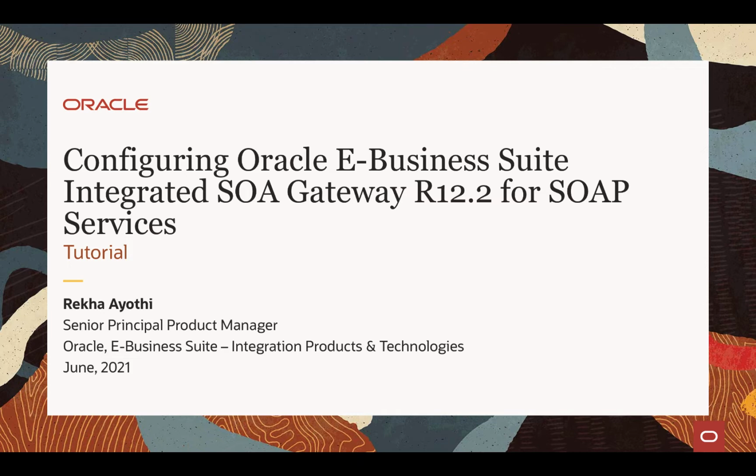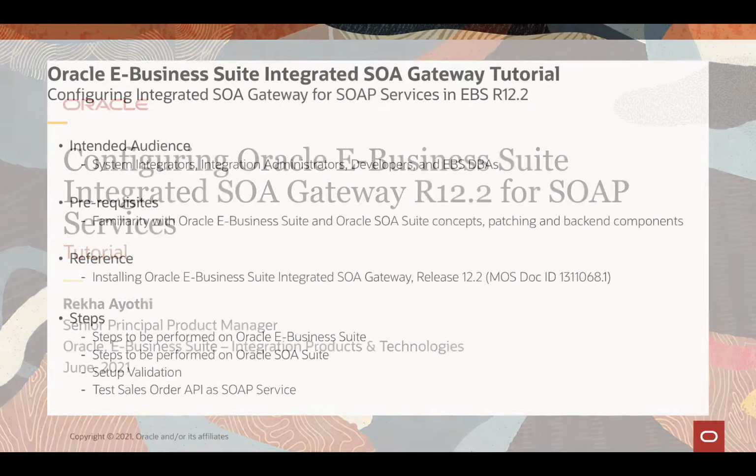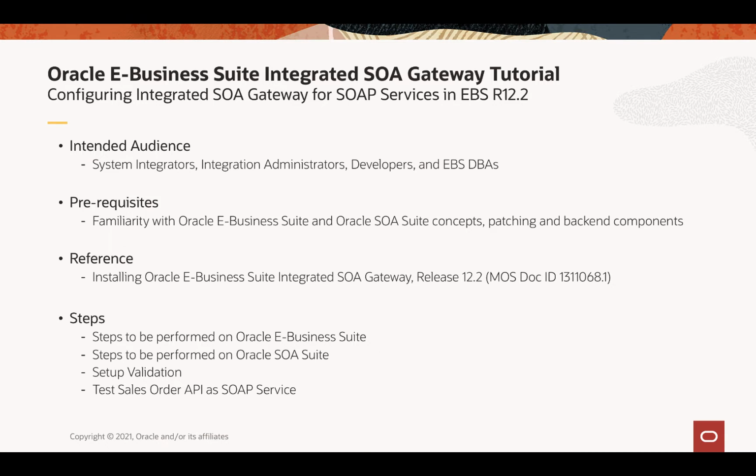Here I have a tutorial on configuring Oracle eBusiness Suite Integrated SOA Gateway for SOAP services in release 12.2. This tutorial is intended for system integration administrators and DBAs who are familiar with eBusiness Suite concepts, patching and SOA Suite administration. In release 12.2, ISG depends on Oracle SOA Suite for SOAP-based web services. Hence, there are certain setup steps which need to be performed on Oracle eBusiness Suite as well as on Oracle SOA Suite. After setup steps, we will validate it using diagnostic scripts.